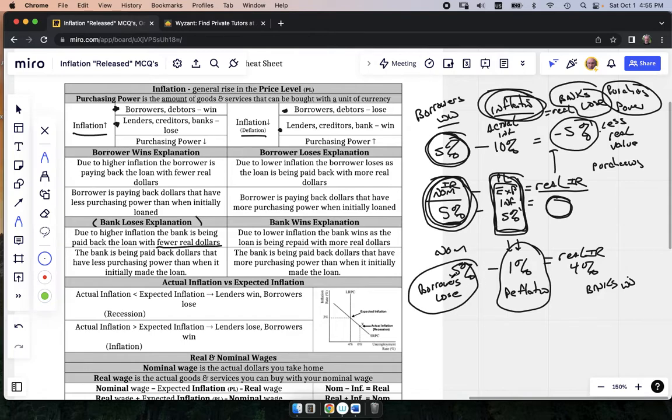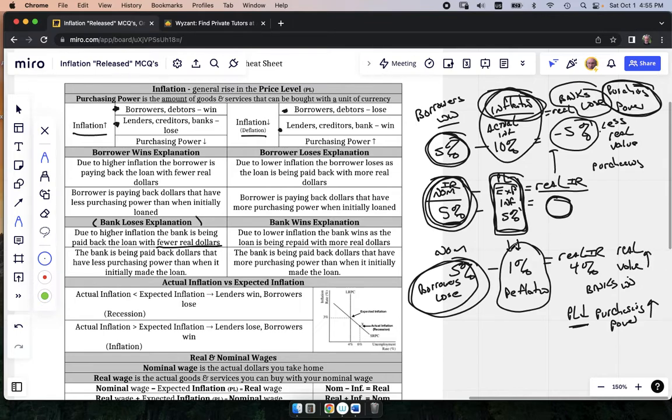They're having to pay back money that has a higher purchasing power than when they borrowed it. See how I just flipped that around? When inflation happens, borrowers win because they're paying back money that has less purchasing power. When deflation happens, borrowers lose because they're paying back money that has a higher purchasing power. When the price level goes down, deflation, purchasing power goes up. If you could say that, you're pretty golden. You could have also said borrowers lose because they're paying back money that has more real value. The real value of that money, what it can actually buy, has gone up.